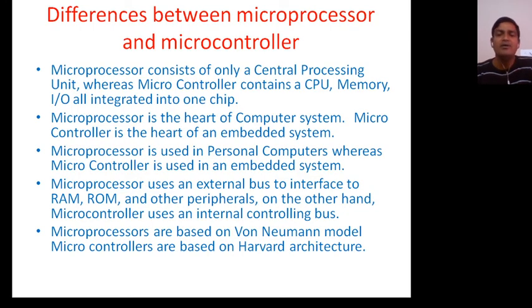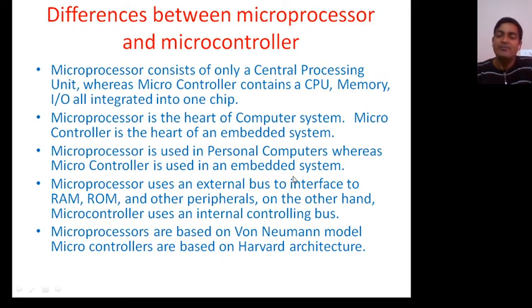The microprocessor is the heart of a microcomputer system, and the microcontroller is the heart of an embedded system. What is the application of a microprocessor? A microprocessor is generally used in personal computers, whereas a microcontroller is used in embedded systems, such as a washing machine or a microwave oven.